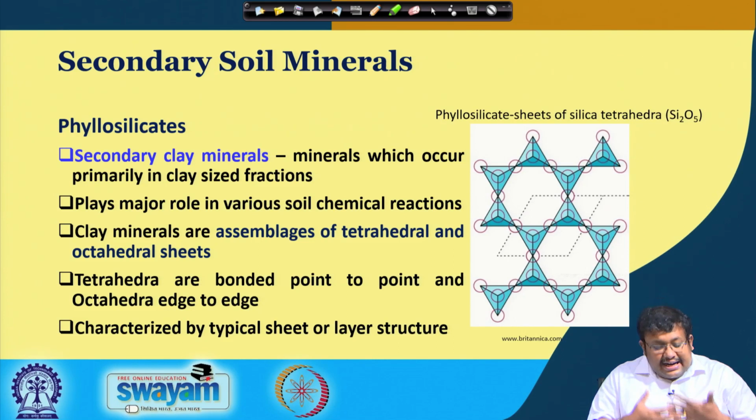So, it is basically characterized by the typical layer or sheet-like structure. Remember, phyllo means phylum or leaf-like structure, so the name came from this leaf-like shape. So, these are the clay minerals. As you can see here, this is a structural unit of the phyllosilicates.